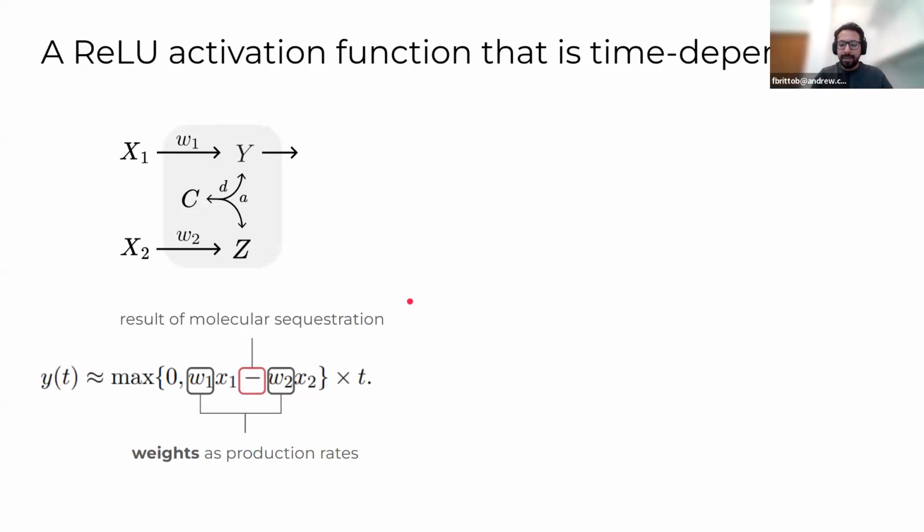And we should remember, of course, that it would be physically impossible for our concentrations or our production rates to be negative. So molecular sequestration has been very handy in order to generate this sort of negative weights, which is way closer to what's done normally in computer science.